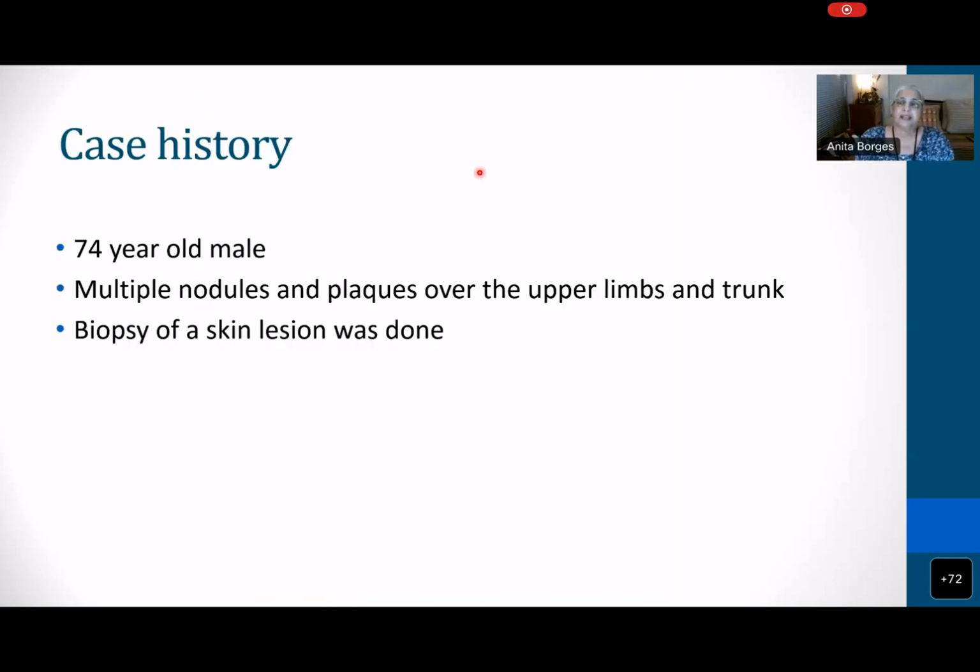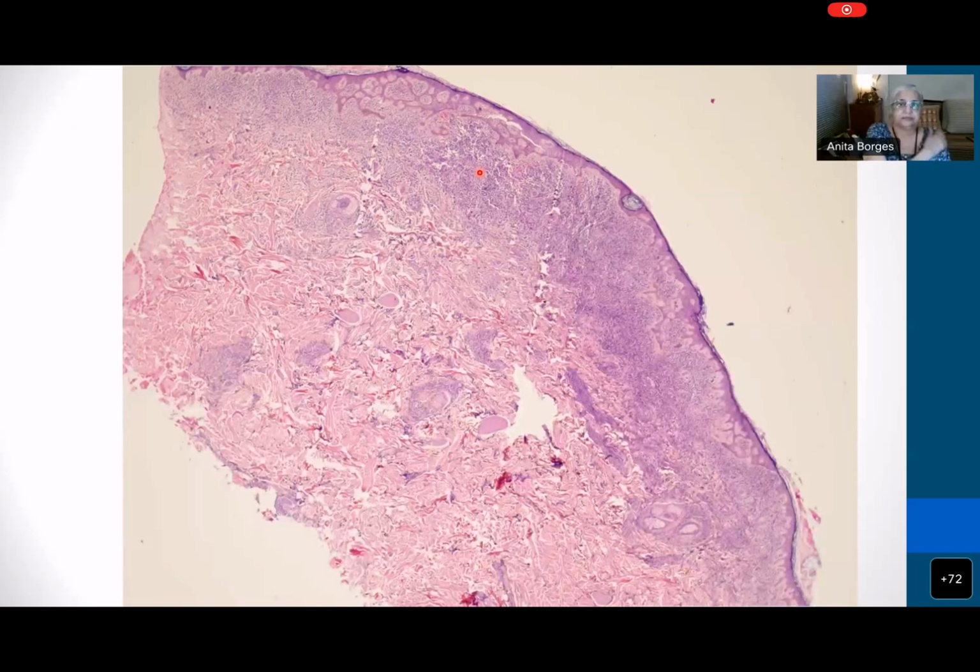Excellent. So now, this is a 74-year-old with multiple nodules and plaques over the upper trunk. It's your turn again, Gaurik. So this is a skin disease. The biopsy of a skin lesion was done. Come on now, Gaurik. We've done two skin lesions before. Now this is the third one. You should be very, very good at describing skin lesions.